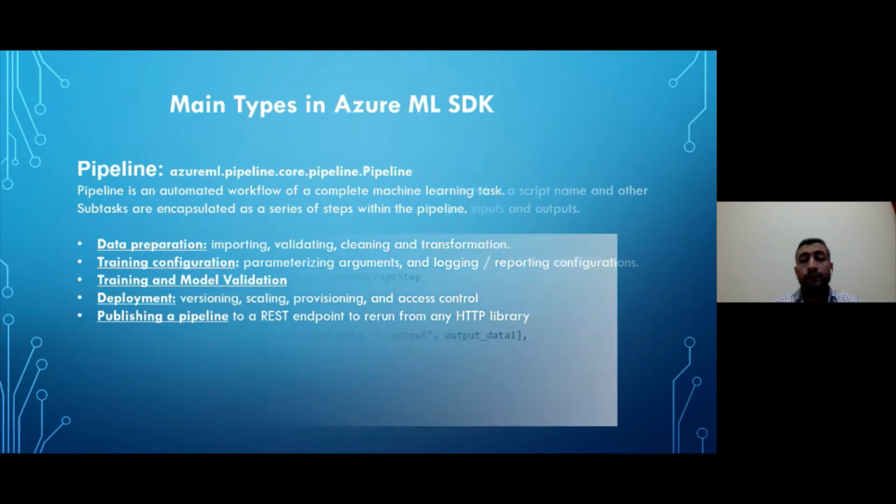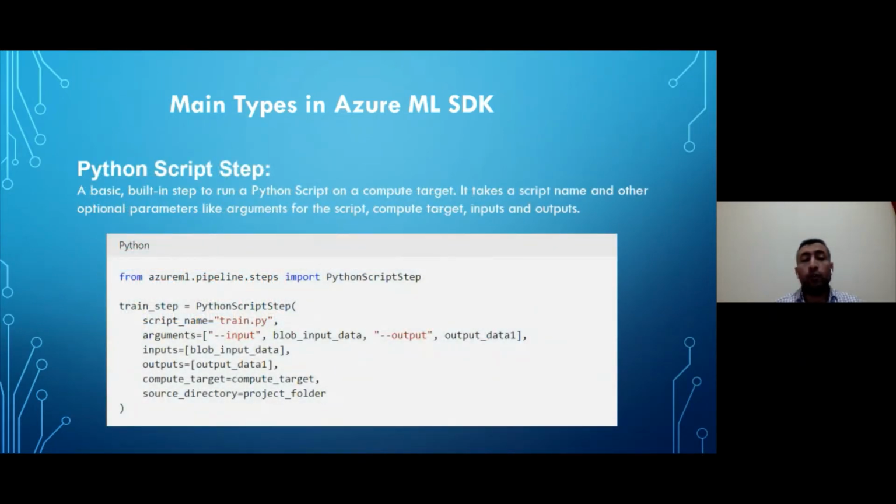If we go here, you can see that we also have something in the SDK called Python script step. This is the most common step that we can use in the SDK, where you define a specific train script. For example, let's say that this is the training step. I put the script name, and this script name is a reference to another Python file where I'm implementing how the machine learning model will be trained.